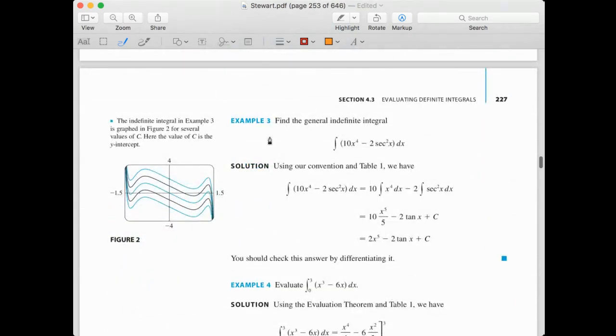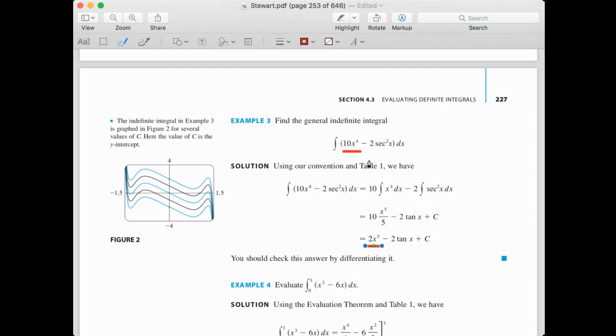Okay, let's see example 3. Find the general indefinite integral. The integrand is 10x raised to 4 minus 2 secant squared x. For the first one we use the power rule, right? We add 1 to 4, we get 5, and then dividing by 5, we get 2x raised to 5.